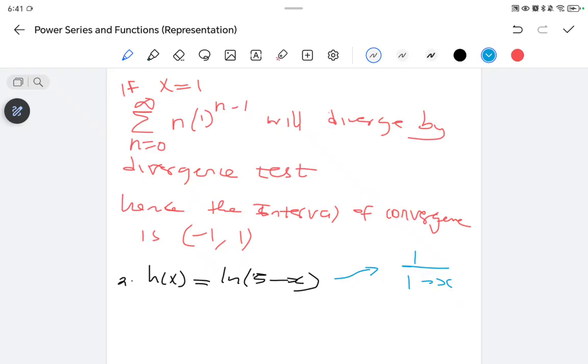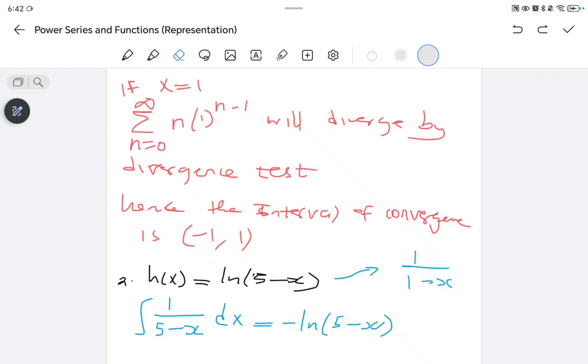So obviously for this, you must ask yourself, am I going to differentiate or integrate? You see, right? So what I can say is that we know that the integral of 1 over 5 minus x dx will be equal to minus ln of 5 minus x. But if I want this positive one, I can easily get rid of this negative. Don't forget our function is positive, so this negative will come here.